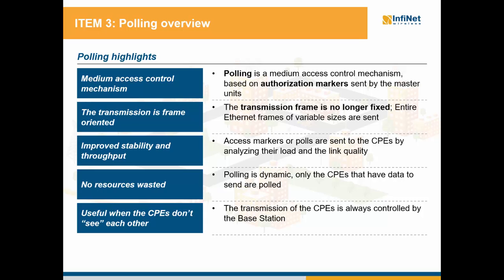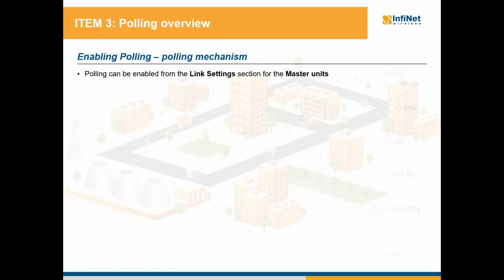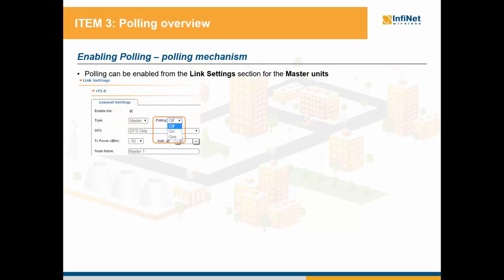Another important piece of information is that polling can also take into account the QoS. So not only the quantity of the data is important, but also the quality of data that the CPEs have to transmit. So priority traffic is favored compared to the best effort traffic, avoiding priority packets to be lost. In this case, delay and jitter are also optimized, and this is very important for sensitive applications like voice, video, and so on. Also, polling can be enabled from the link settings section of the master unit, and this is just a very easy setting that we can do.